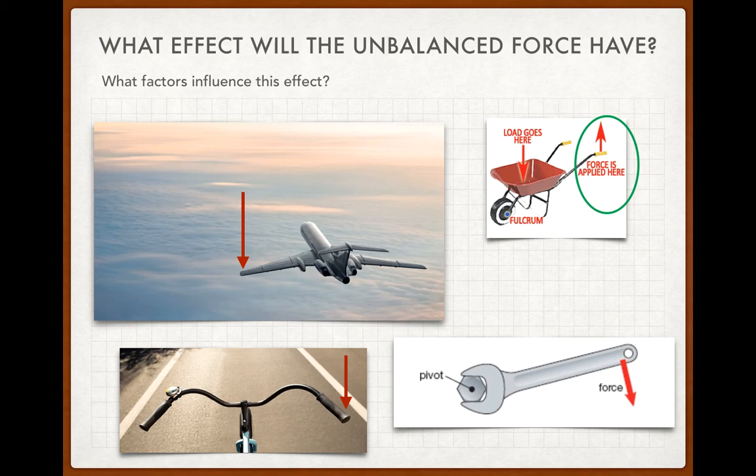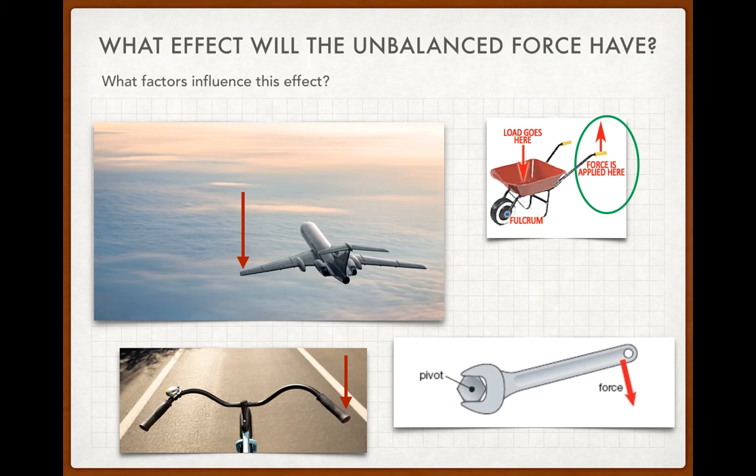So we have a plane, and there's a downwards force depicted by the red arrow acting on the side of the plane. What would that do to the plane? To the right of that, we have a wheelbarrow. Now the force that's in the green oval, that's the force we're looking at. If you applied a force upwards in that position, what would happen to the wheelbarrow?